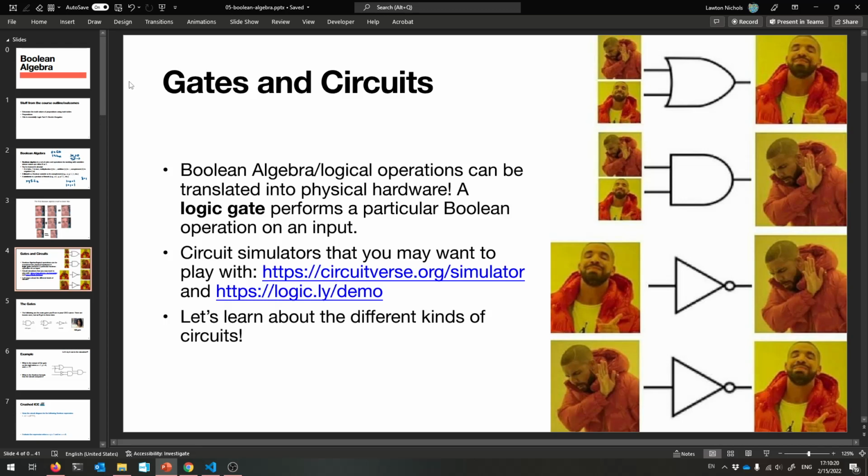Because you can build cool stuff using these operations, and we could form them as circuits and pretend that we're building like actual hardware out of them. Okay, so yeah, everything in Boolean algebra is able to become actual hardware. You can make circuits that perform these logical operations. Okay, and the individual pieces of those circuits are called logic gates. Those perform a single particular Boolean operation. Okay, which is quite nice.